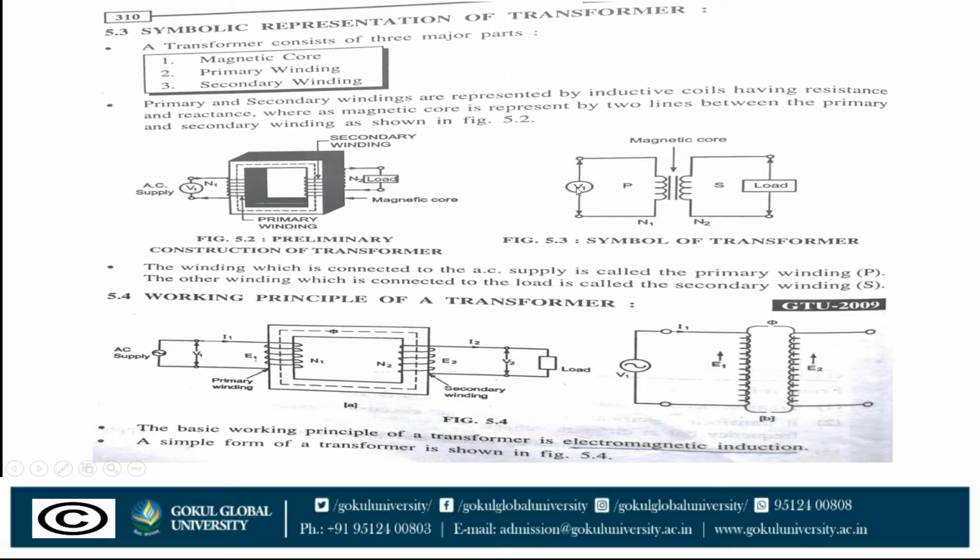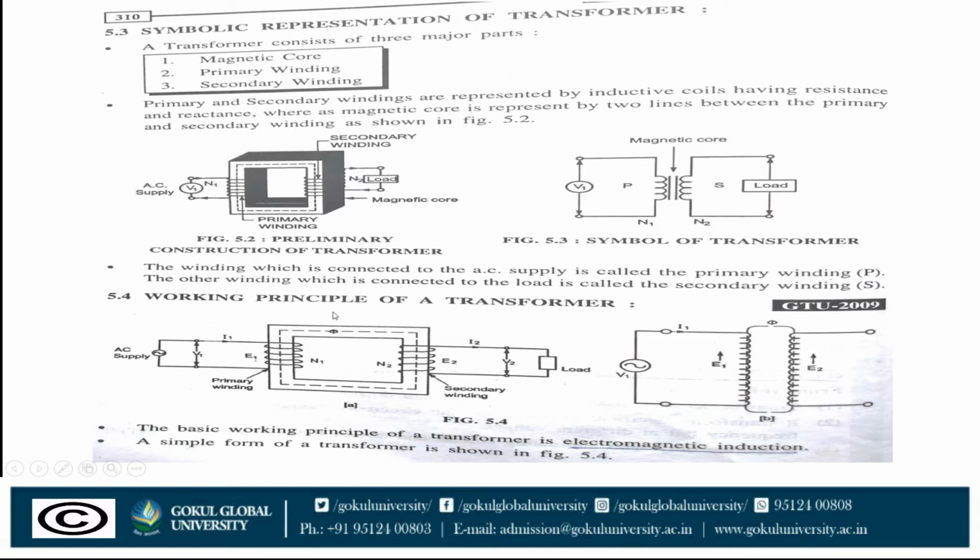Here, supply voltage V1, number of turns N1, number of turns N2 and load voltage V2. This symbol indicates the magnetic core. These two straight lines are the indication of the magnetic core. In the transformer, the primary winding is connected to the supply voltage and the secondary winding is connected to the load.